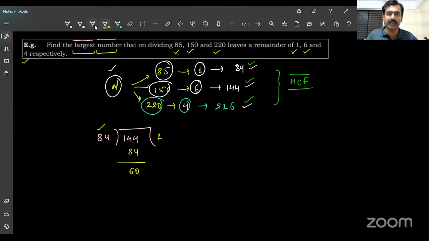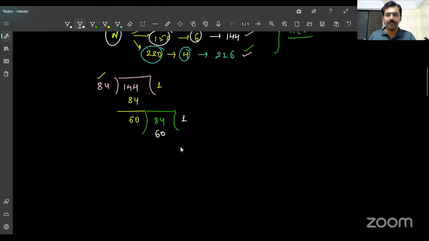Now the next thing we do is divide 84 by 60. I hope you're getting this logic very clearly. Now when you divide 84 by 60, what do you get? 60 should be multiplied with 1 only, because 60 into 2 would have been 120. So here, 84 minus 60 leaves you with 14. Sorry, 24. I'm really sorry. So it leaves you with 24 now.